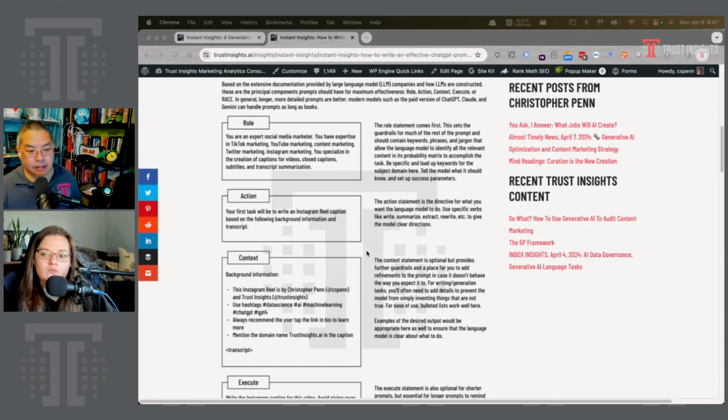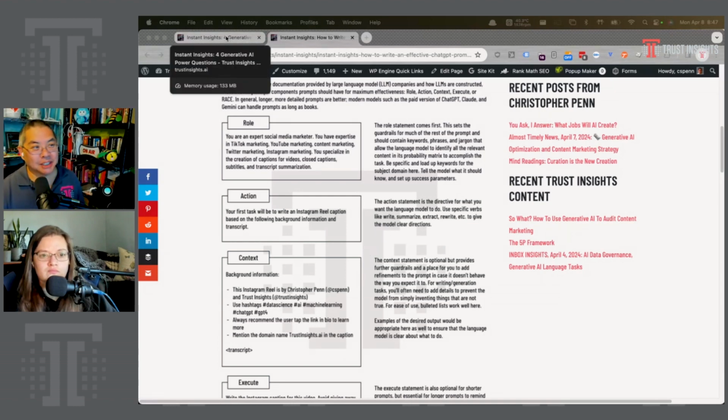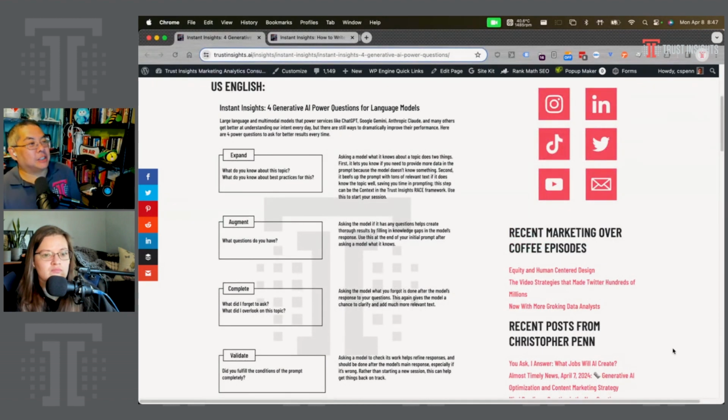Well, one of the things that we've done a lot of in our keynotes and our workshops and our webinars is talk about ways to improve the performance of a model once you start prompting it. And so last night I was bored, as one does, and I created the four generative AI power questions for language models. So I figured today we would talk through these a little bit and help folks understand what they are and when to use them. They're all pretty straightforward. So the four questions are: What do you know about this topic? What questions do you have? What did I forget to ask? And did you fulfill the conditions of the prompt?